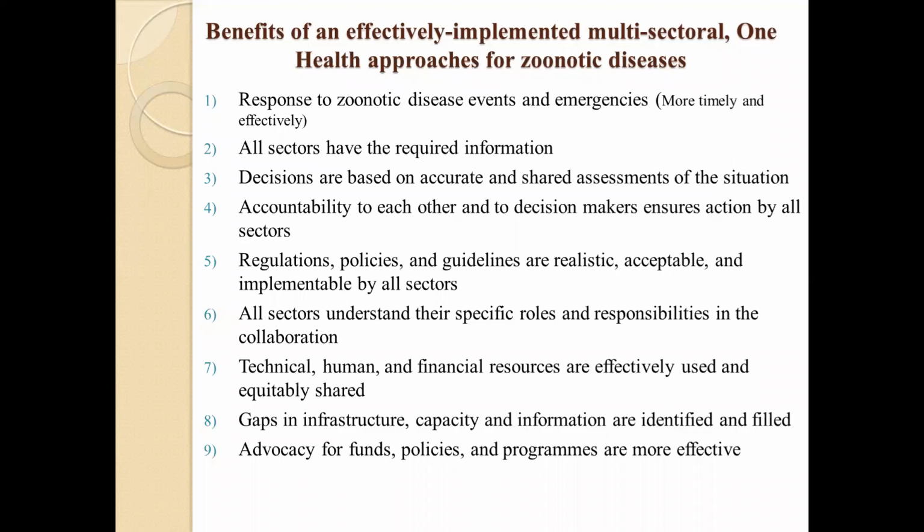Fourth, accountability to each other. Okay, I am doing my part, you do your part, the other person will do the other part. The sectors cross-talk with each other, and they will achieve the desired goal. And to decision makers, ensure action by all sectors. Say, for example, one particular problem has to be solved. If one sector gives one kind of recommendation, and another sector gives another kind of recommendation, then how do policy makers using public money address the issue? It becomes difficult for them.